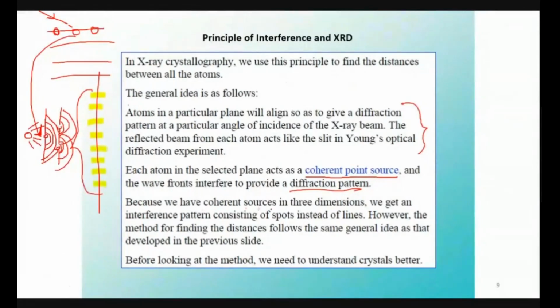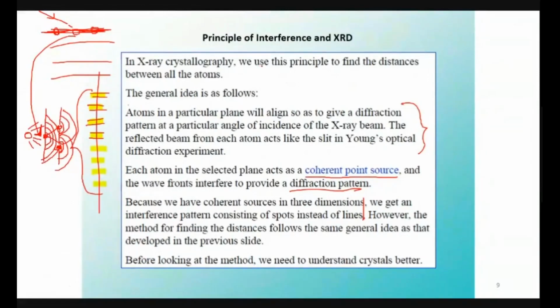Because we have coherent sources in 3 dimensions, we get an interference pattern consisting of spots instead of lines. See, I will explain this part of the paragraph. Suppose there is only a single layer of atoms, like here it is only a single atom, and then it is a single layer of secondary point sources. So you got alternate bright and dark bands. But this is not 2-dimensional when it is a crystal. It is 3-dimensional. So light is not just producing interference on the XY plane. It is producing interference on all possible planes.